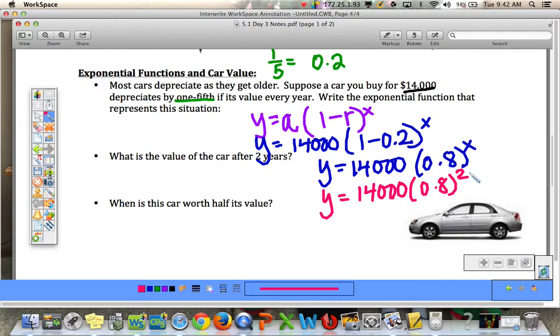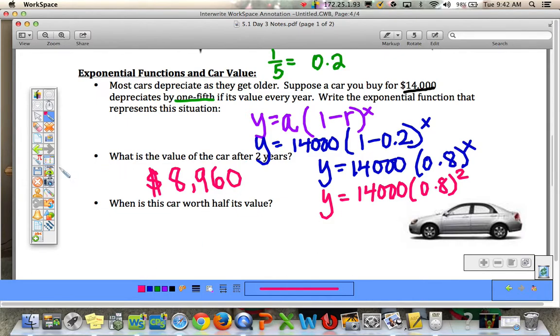Let's double check. Yep. So after 2 years, you can only sell your car for $8,960.